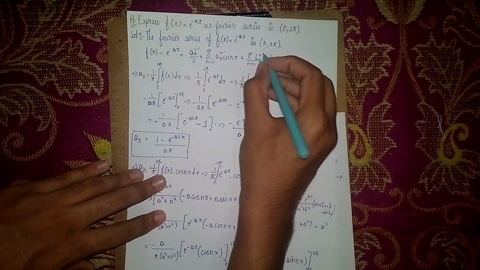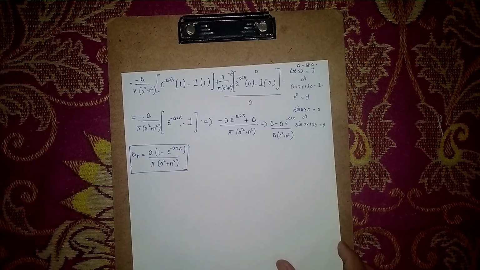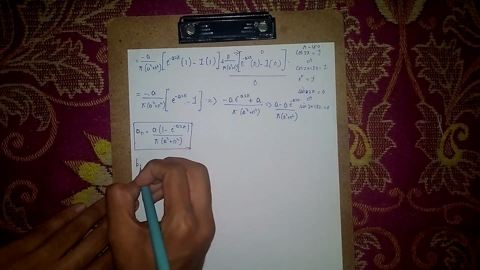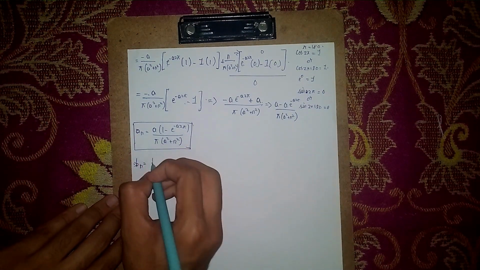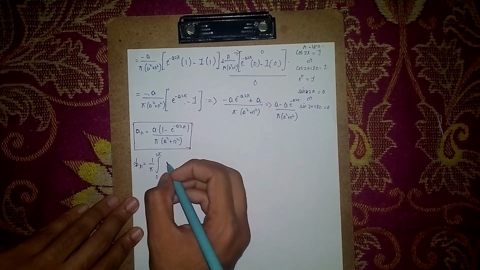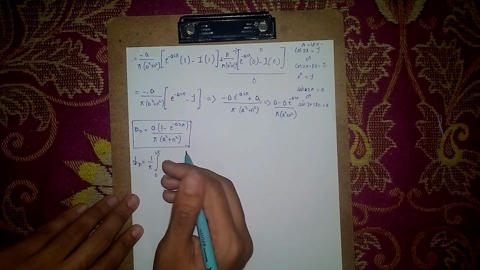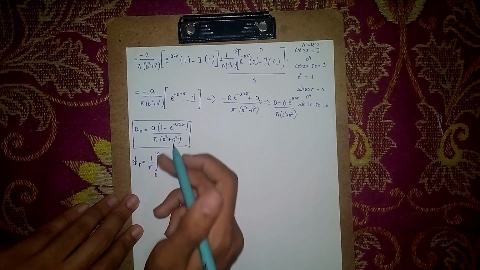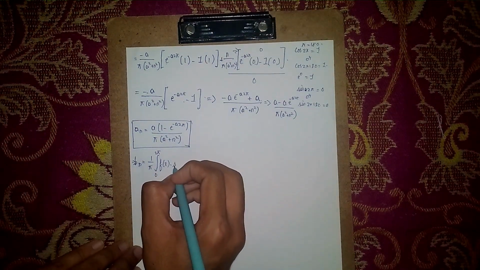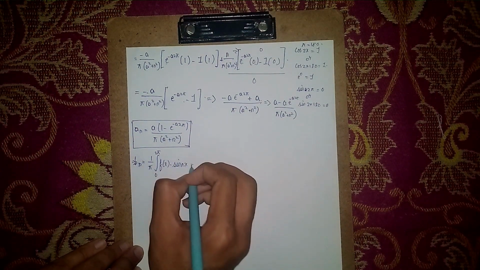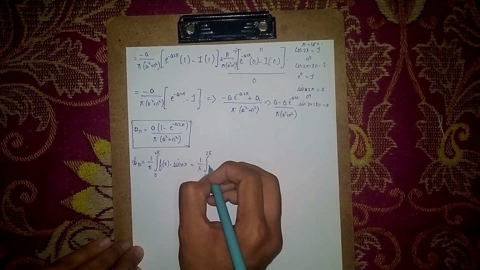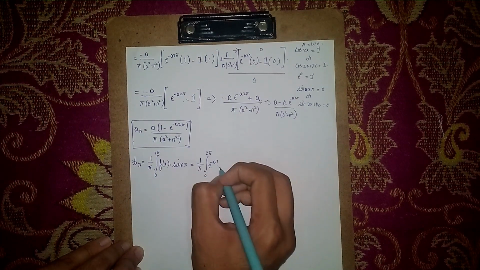Okay, the bn formula is, let me give this aside. Now bn is equal to 1 by pi integrate 0 to 2 pi. In the question the limits are given, so I am applying those limits only, don't take this as a constant. Into f of x into sin nx. So it becomes 1 by pi integrate 0 to 2 pi of f of x, which is e power minus ax, into sin nx.